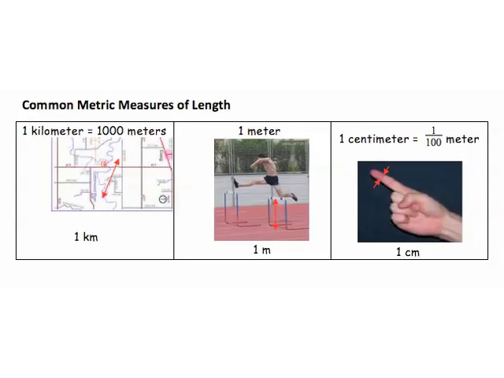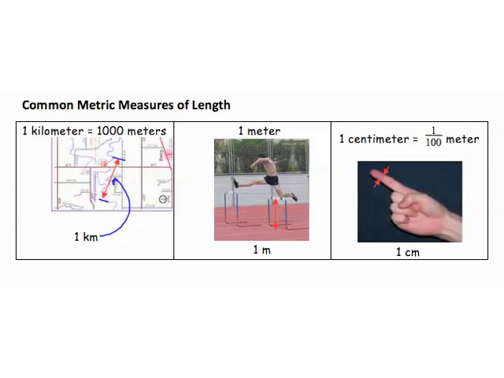Now let's take a look at some common metric measures of length so you can get an understanding of the relative size of these measures. The first one I have listed here is kilometers, and a kilometer is 1,000 meters. Kilometers are used the way that we would use miles in the US system. So I have a picture of a map here, and you can see that this distance I have from here to here is 1 kilometer.